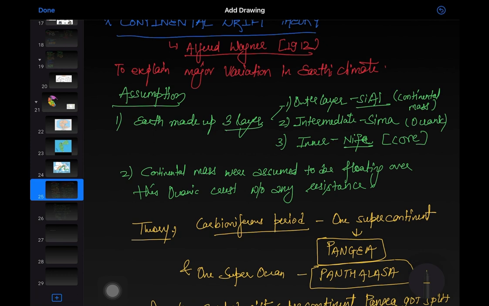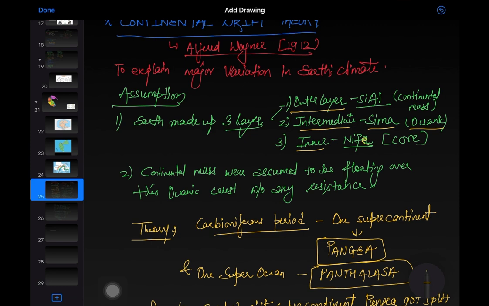According to Wegener, Earth is made up of three layers. The outer layer, which is made up of silica and aluminium, we call the continental mass. The intermediate layer is made up of silica and magnesium, which we call the oceanic mass or oceanic crust. And the inner layer is made up of nickel and iron, which we call the core.